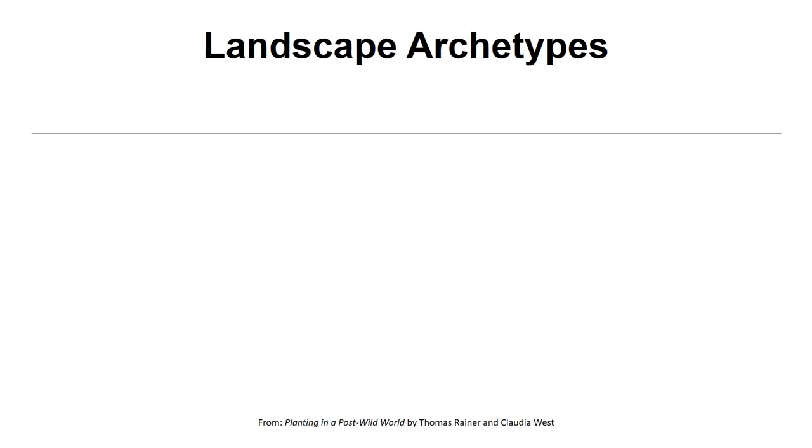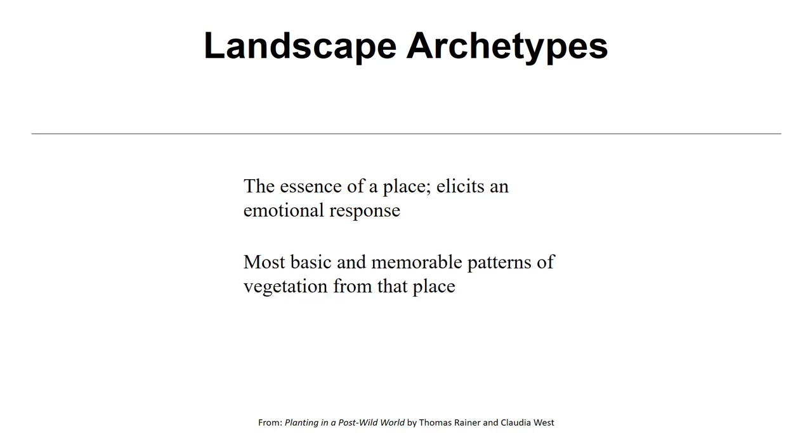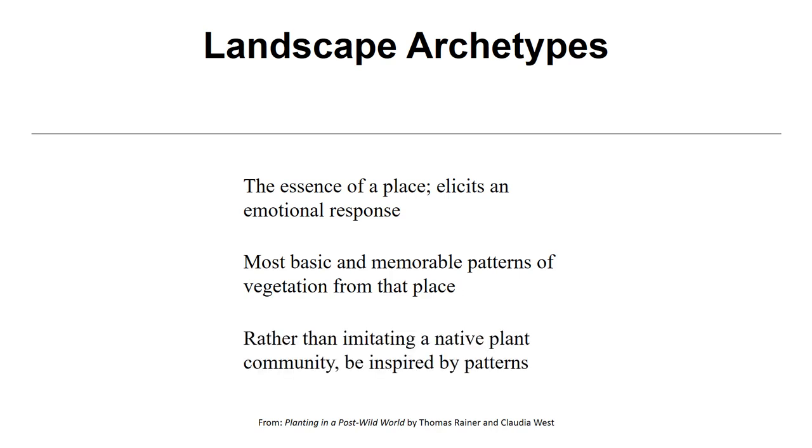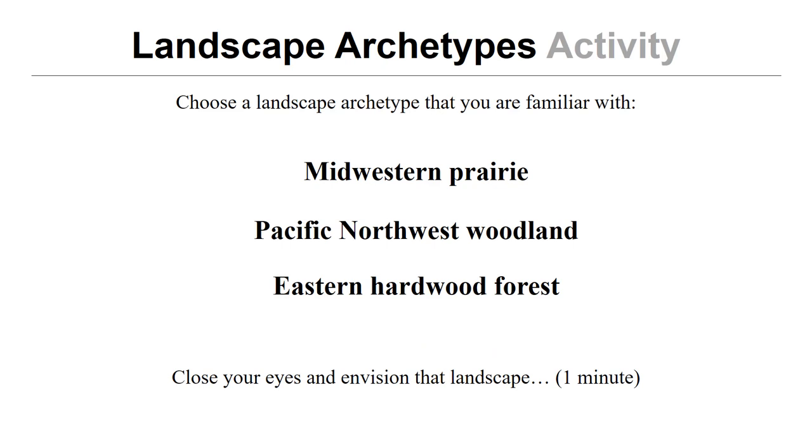So what do we mean by landscape archetypes? Well, the essence of a place, things that elicit emotional responses from these different kinds of landscapes. The most basic and memorable vegetation patterns of that place. And rather than imitating a native plant community, we're going to be inspired by those patterns. So again, what do we mean by landscape archetypes? Well, I've listed here three different archetypes that you might be familiar with. A Midwestern prairie, a Pacific Northwestern woodland, or an Eastern hardwood forest.